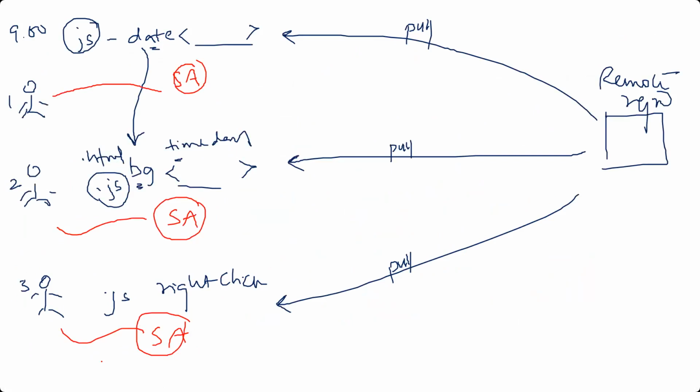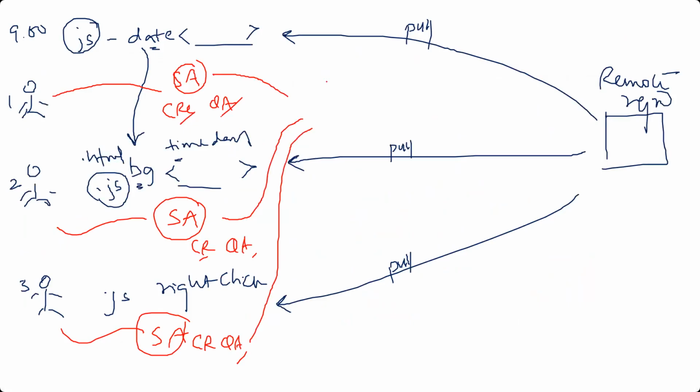Okay. Now the code review happens. So someone does code review and someone does QA. Both are pass. Code review, QA, both are pass. Now what they'll do, they will have to merge it to a local repo, right?